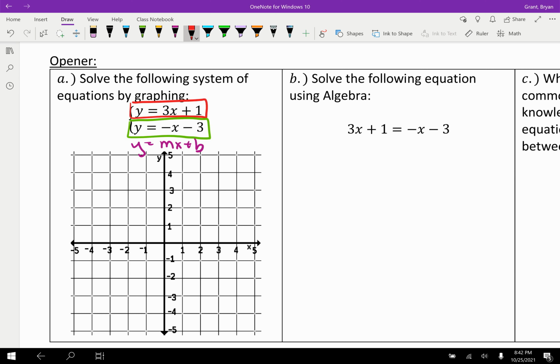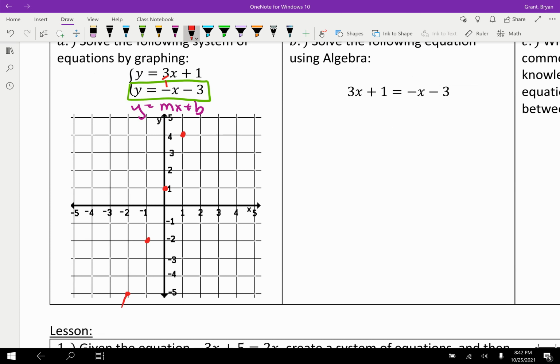Alright, just that brief reminder of y equals mx plus b, 3x plus 1 starts at 1. And then we use our slope, and a reminder, our slope is up 3 over 1, so up 1, 2, 3 over 1 from that beginning point, or left 1, down 3, left 1, down 3. We can go ahead and connect those to see our first line.